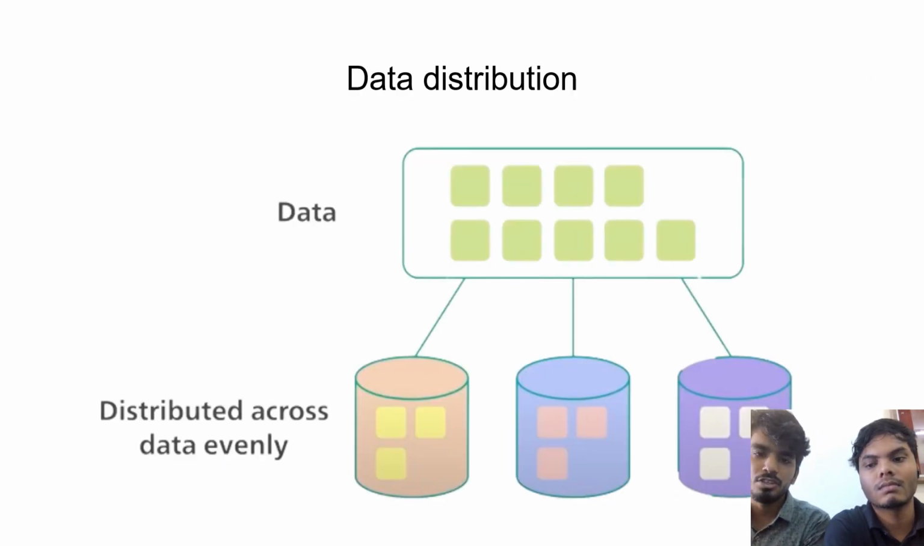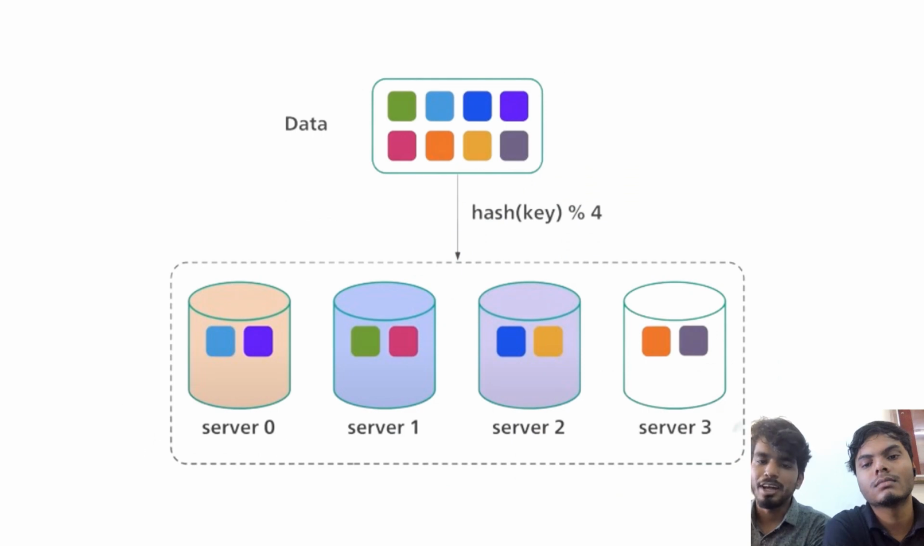First, we divide the data into small parts on servers, and we divide that data by some hashing function. So if we have a lot of data, we divide it by a hashing function across different servers. Here we have 4 servers, so we did a modulo of 4.